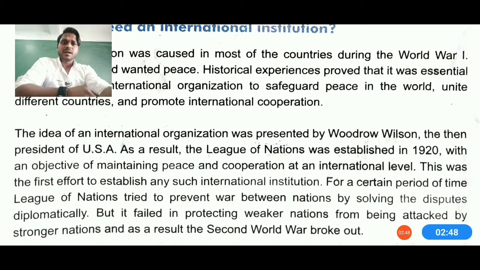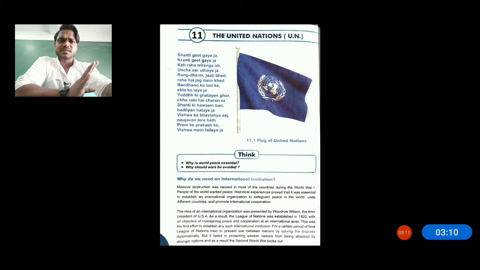It failed in protecting weaker nations from being attacked by stronger nations, and as a result the Second World War actually broke out. That's why, due to these kinds of problems, we needed to come closer and form the United Nations. Now this was the general introduction of the United Nations.